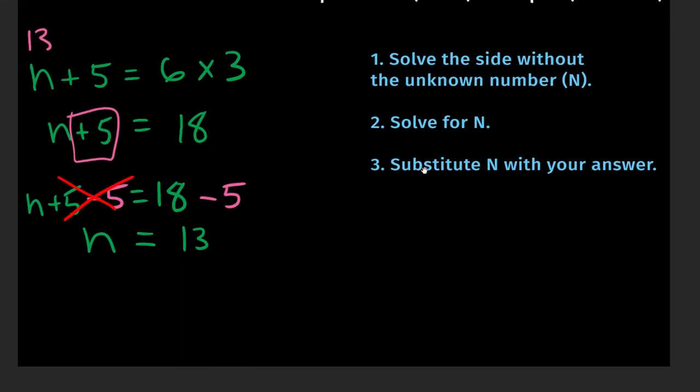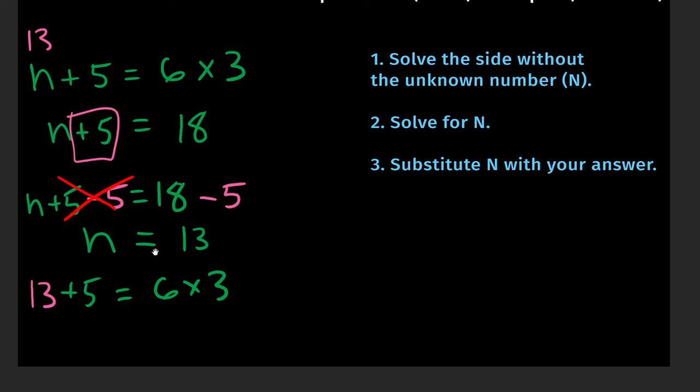We're not done yet though. We want to substitute n for your answer. You want to make sure this actually is true. So I'm going to plug in 13 for n. My equation was originally n plus 5 equals 6 times 3. I think that n equals 13, so instead of writing n, I'm going to plug in my number 13 here. So I'm going to say 13 plus 5 equals 6 times 3.